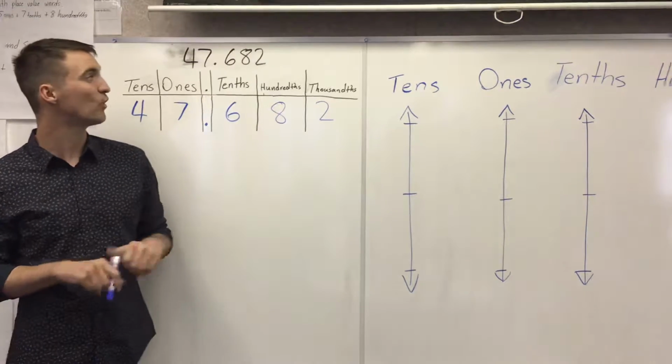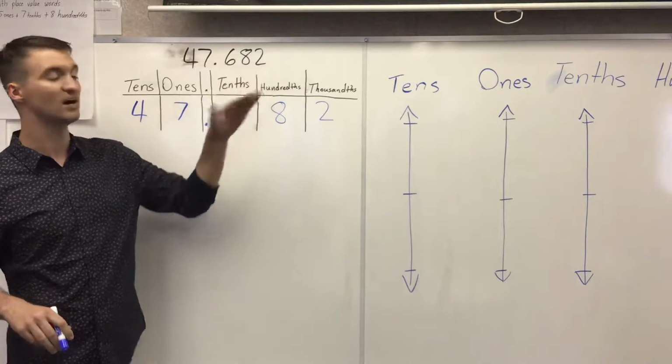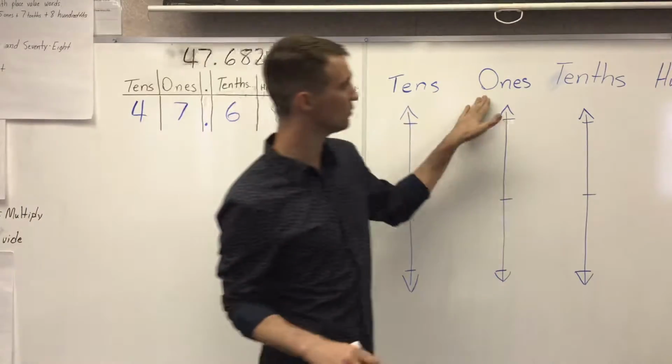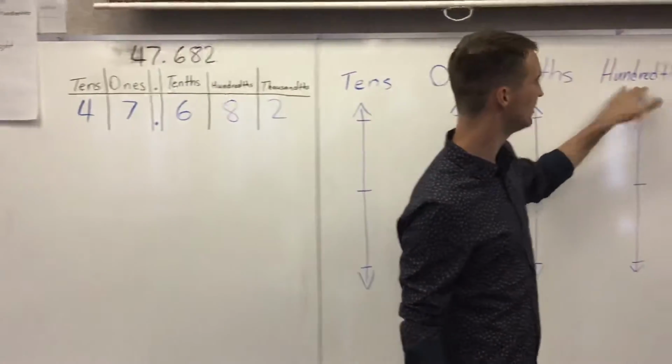And today we are going to go over rounding with different units of our place value. And so we are going to start with our tens, then move to our ones, tenths, and hundredths.